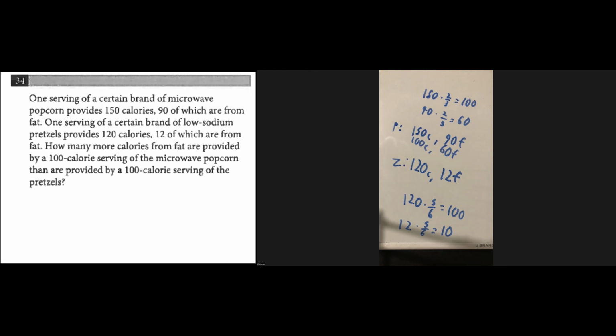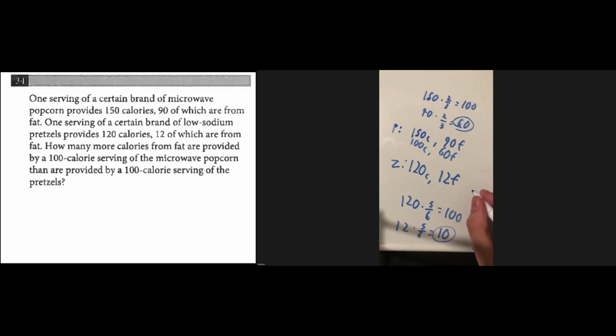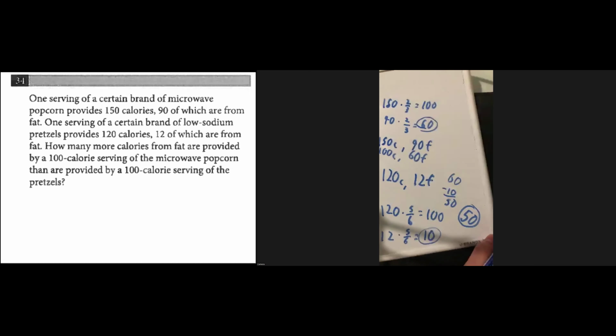So, how many more calories from fat are provided by the 100-calorie serving of microwave popcorn than are provided by the 100-calorie serving of the pretzels? So we have to find the difference. So the difference is 60, because that's the number from the popcorn, minus 10, because that's the number from the pretzels. So 60 minus 10 is equal to 50, which is the correct answer. 50.